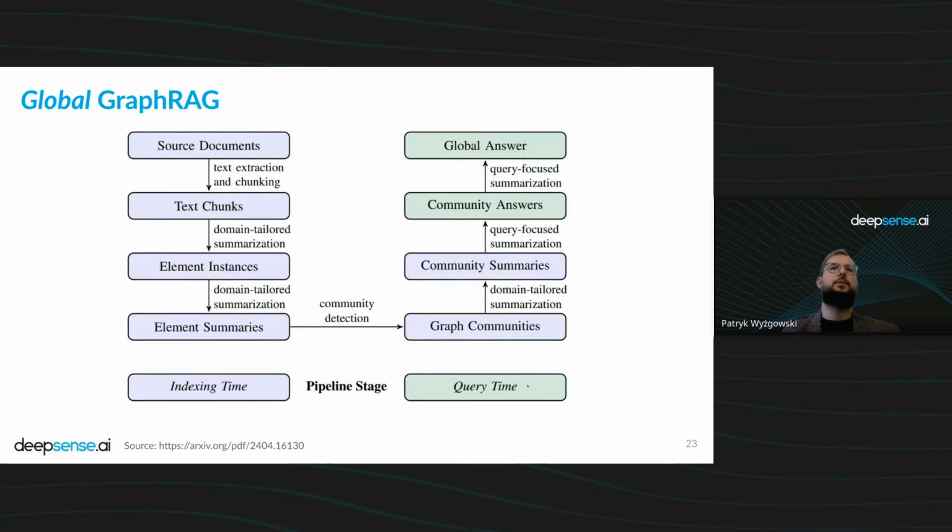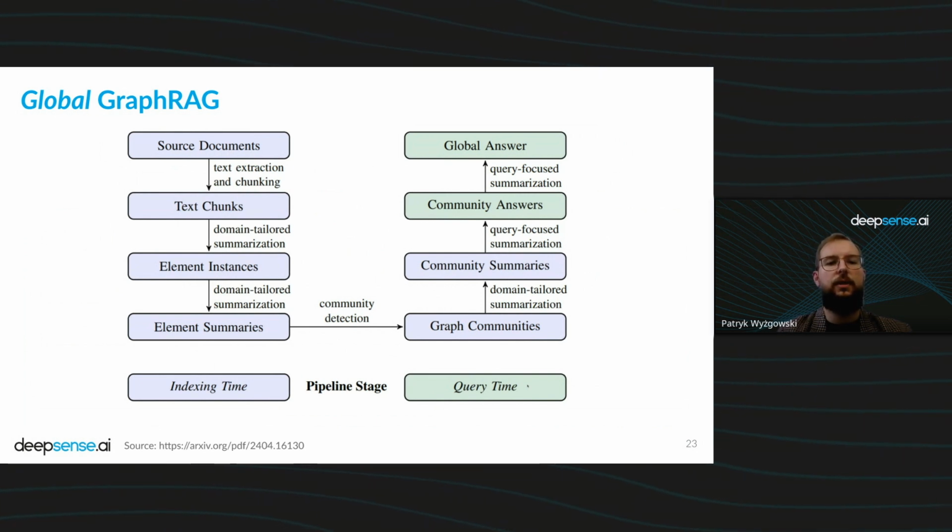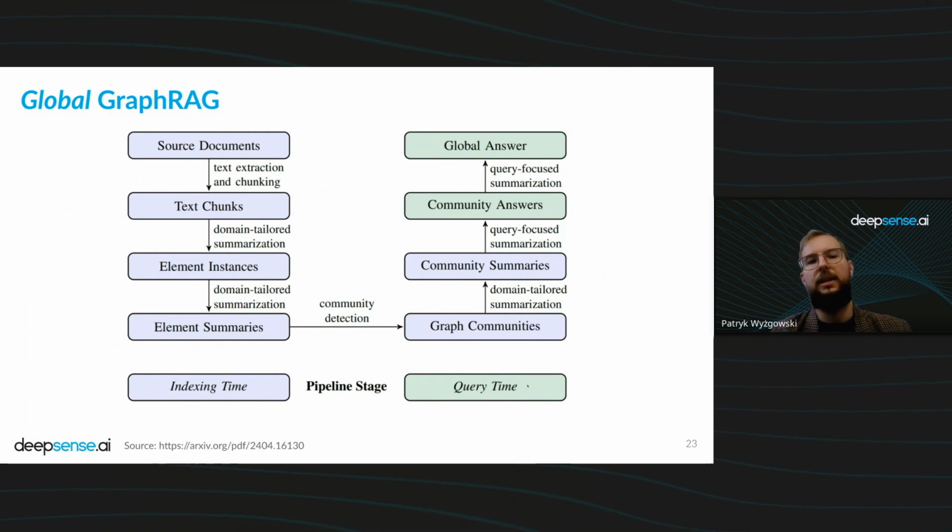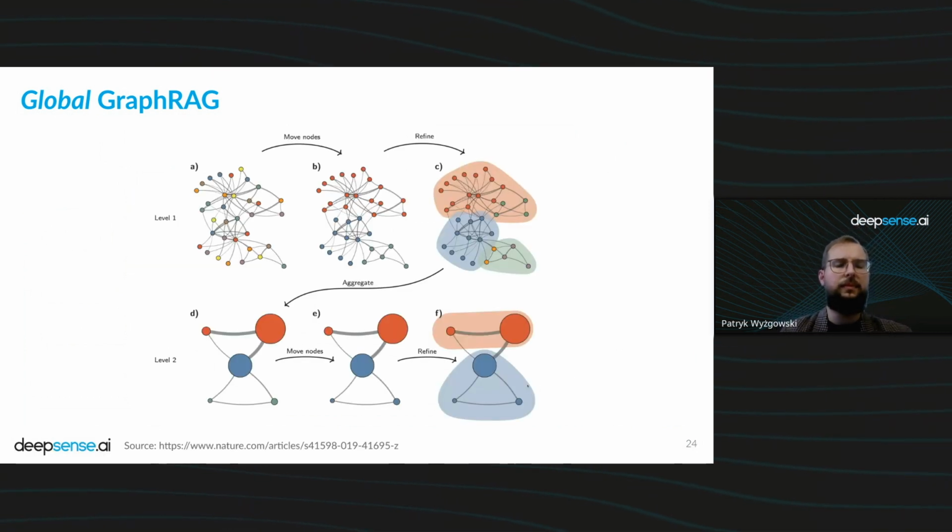So the process we have in this paper looks like this. We have several runs of the Leiden algorithm that will create the communities, and then create some answers at the level of communities, and finally, globally. I've mentioned the Leiden algorithm, so let's have a quick look at it.